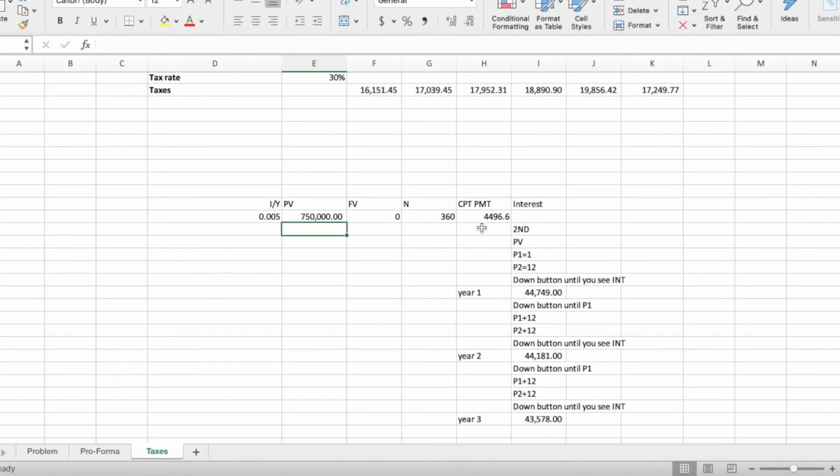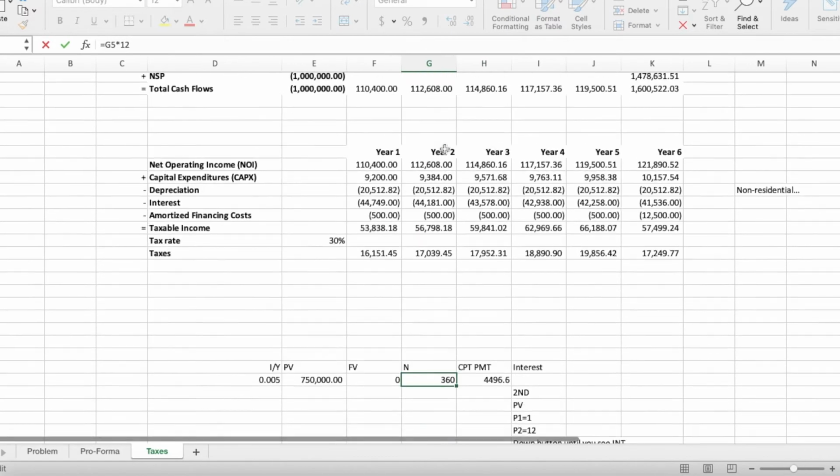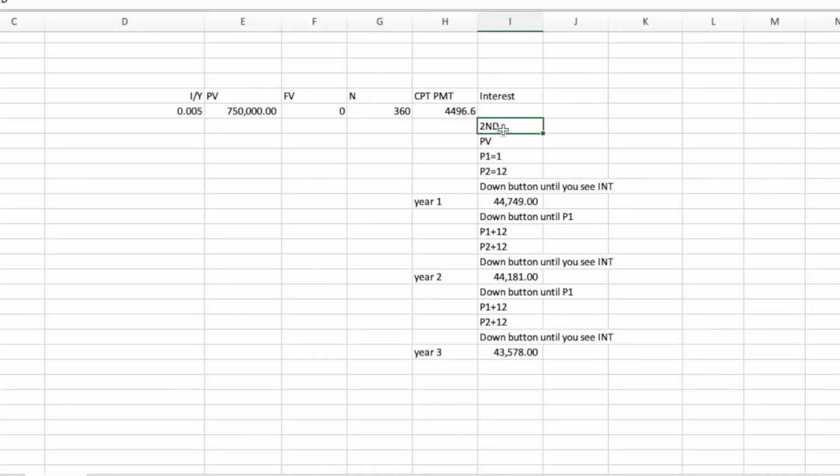Okay, the next bit isn't very obvious, so we put all of the instructions on the screen so you can follow. With your financial calculators, press the second button, then the PV button. Now, on your screen, you should see P1 equals 1. Leave that, and press the down key. With P2 input 12. Then, press the down key until you see INT, which is short for interest. The amount there is the interest that was paid between the 1st and the 12th month. All you have to do is repeat the process.